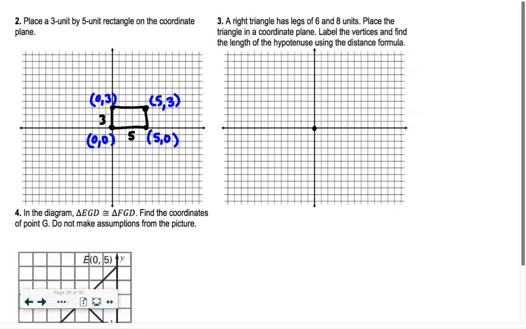1, 2, 3, 4, 5, 6, 7, 8. And I'll do 6 over. And then I draw it in. Are you with me? So I draw this in, and I have 8 and I have 6.